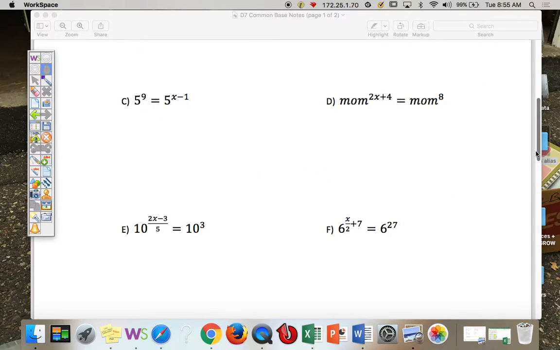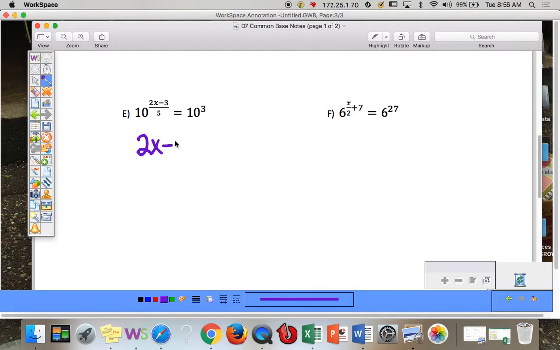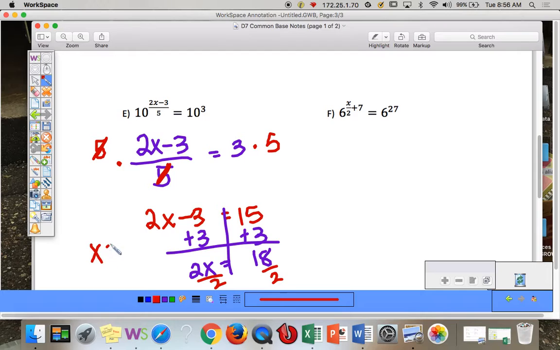For E and F, they don't look like exponents, but they are. I tried to make it look like one, but it doesn't really. So 2x minus 3 over 5, that is the exponent, and 3 is the exponent. They have the same base. So we want to know what makes 2x minus 3 divided by 5 equal 3. Here we want to get rid of this divided by 5 first. To get rid of a divided by 5, we're going to multiply each side by 5. Any number divided by itself is 1. We get 2x minus 3 equals 15. Now we can solve. We'll add 3 to each side. We get 2x equals 18. We'll divide each side by 2, and we'll get x equals 9.